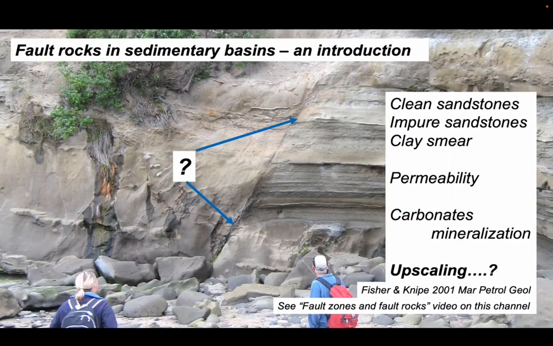So a quick look at the range of different fault rocks in sedimentary basins. But these can be really heterogeneous. The question then is, if we want to predict the behaviour of faults and their ability to transmit or impede fluid flow through sedimentary successions, can we go upscale to predict the different types of fault rocks for different parts of faults through sedimentary successions? Well, that's a topic for another video.